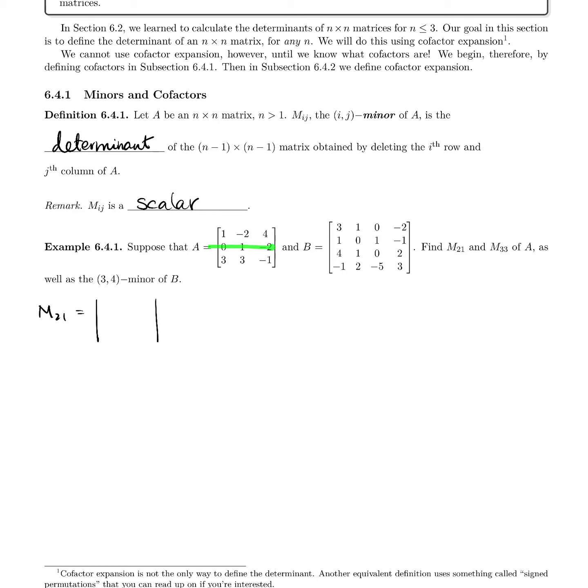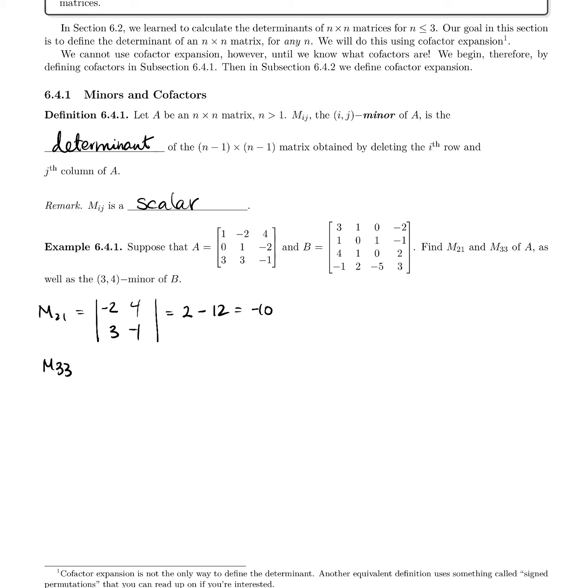So I'm supposed to delete the second row and the first column. If I delete the second row and the first column of A, well then I'm left with a 2 by 2 matrix that has these entries here. So I'm going to put those into my determinant, minus 2, 4, 3, minus 1, and notice that we had a 3 by 3, and now we're down to a 2 by 2, n minus 1. So if we take the determinant, we can do this now by our little cross your heart motion, so we know we're doing our down product minus our up product. So we have 2 minus 12, or minus 10. So M21, the 2,1 minor of A, is minus 10.